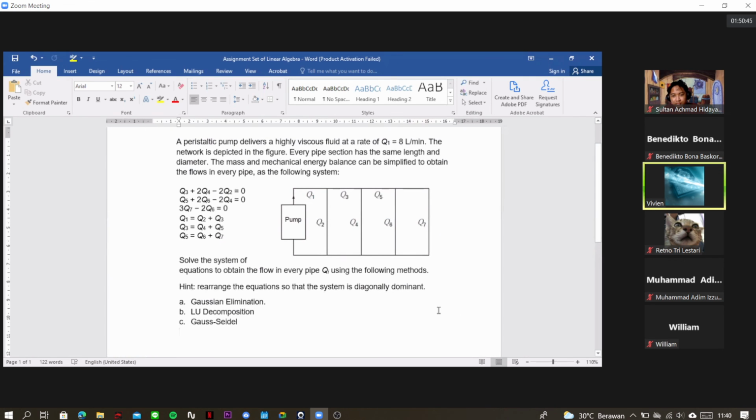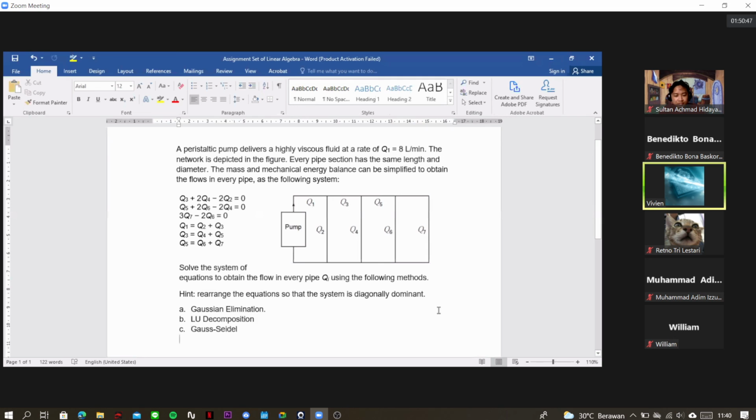So there is a pump delivering highly viscous fluid at a rate of Q1. This is the flow rate of the pump, which is 8 liters per minute. We see that it will flow the fluid through several branches like this one, from Q1 to Q2 and Q3, then to Q4 and Q5 and so on. And then we want to find the flow rate for each of these.